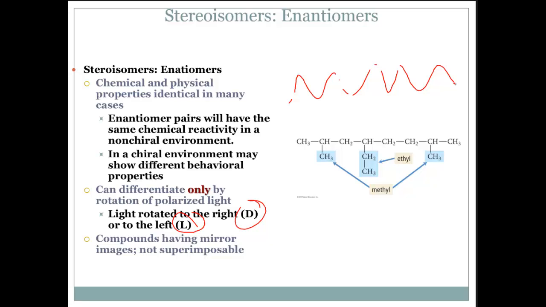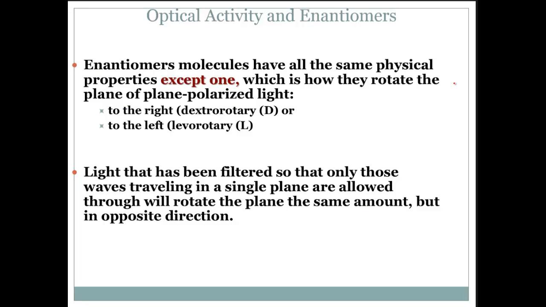Compounds having mirror images are not superimposable. Enantiomer molecules have all the same physical properties except for one, which is how they rotate the plane of plane polarized light. Light that has been filtered so that only those waves traveling in a single plane are allowed through will rotate the plane the same amount, but in opposite direction.